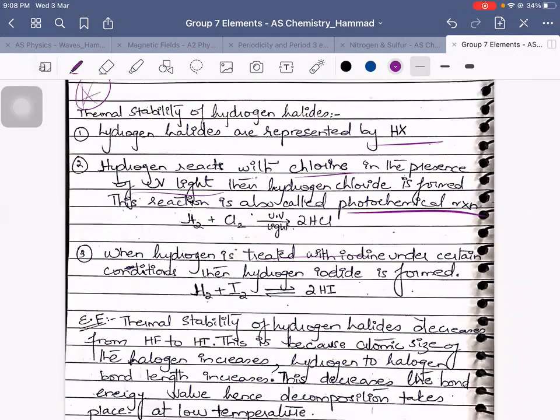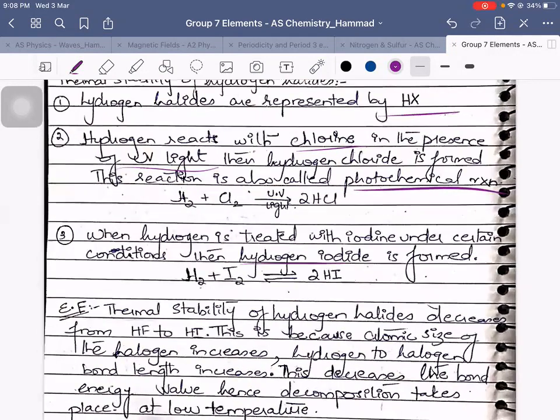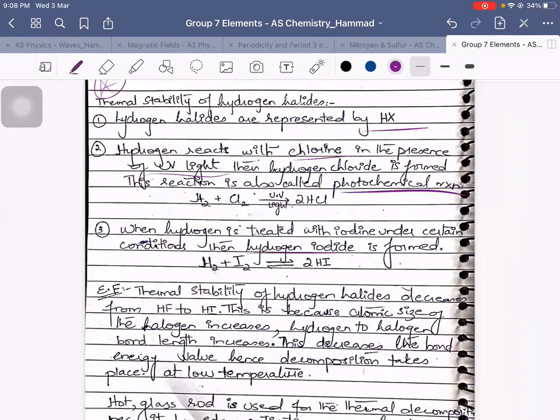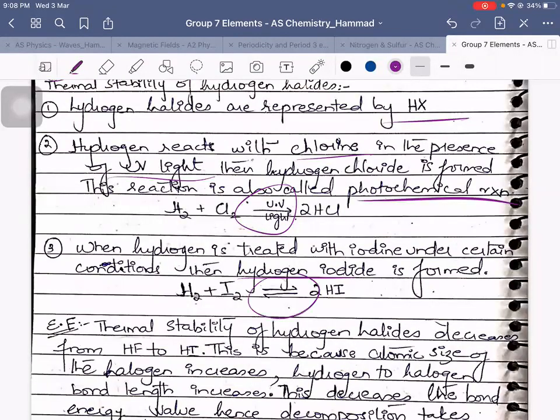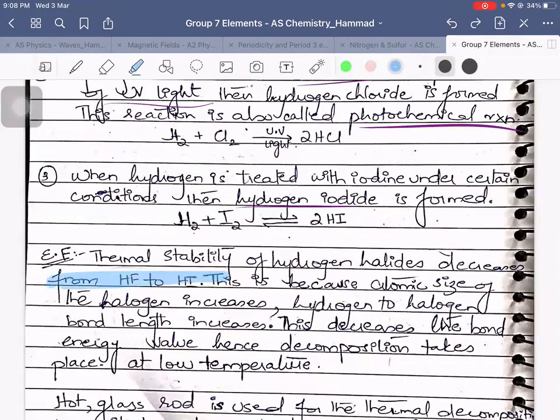When hydrogen is treated with iodine under a certain condition, then hydrogen iodide is formed. If you notice, there is an irreversible sign here. If you notice here, there's a reversible sign here. So thermal stability of hydrogen halides will decrease from HF to HI.